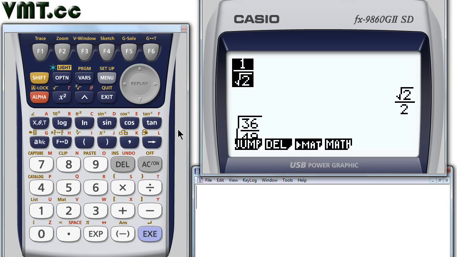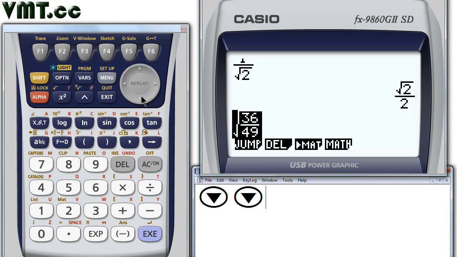To save a bit of time, I've already inputted the 5 examples that will show you how the calculator rationalizes the denominators of different expressions. For the first example, we have 1 over the square root of 2. That will reduce to just the square root of 2 over 2.